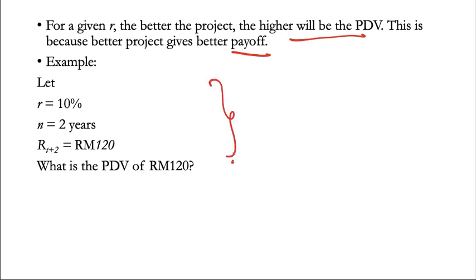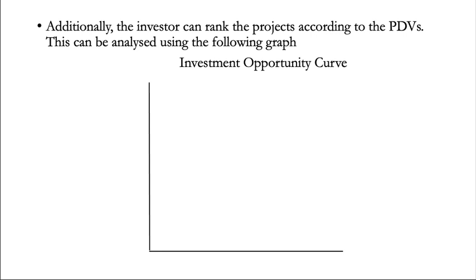So look at this example. Try to calculate the PDV of 120. And the number of years in the investment is 2 years. Okay, and after that, don't forget, do you know how to interpret the result? You can interpret the result. Another thing that we want to see is that any investor in a country or in a market can rank the projects according to the PDV, the present discounted values.